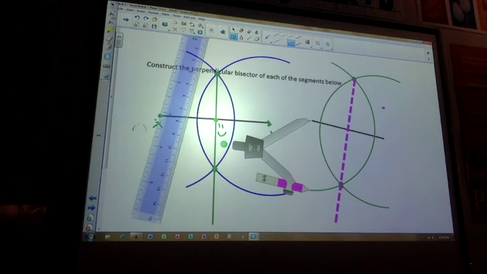How many 90-degree angles? Four. Okay. And if that pink line is a perpendicular bisector of the black line, what can you tell me about the black line and the pink line relationship?